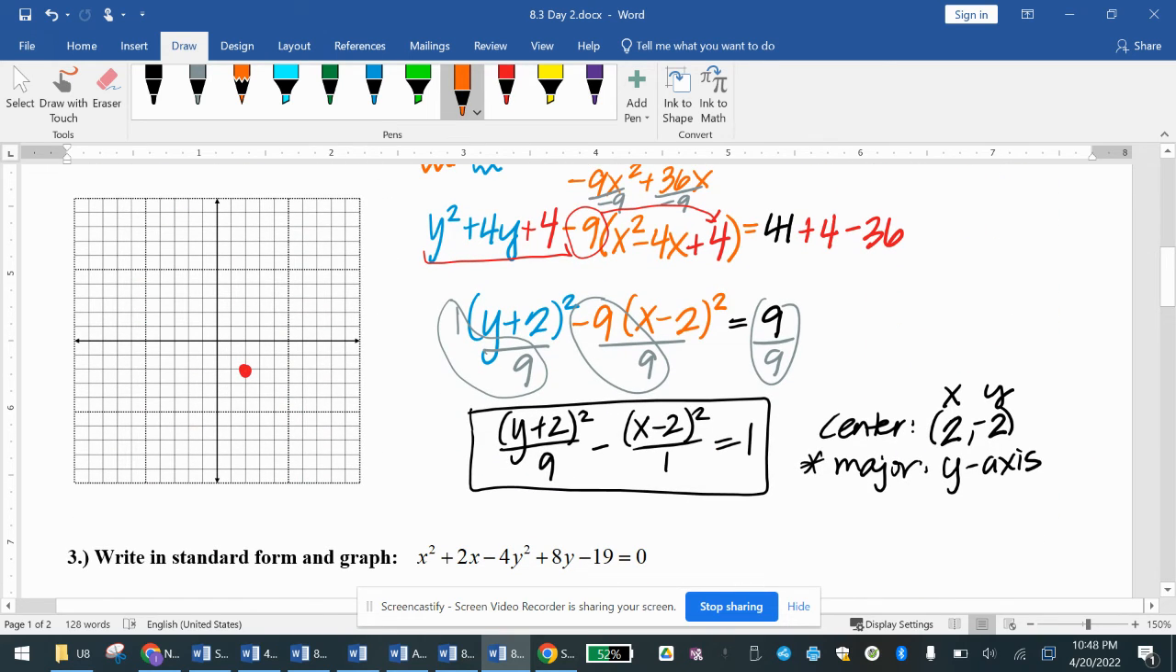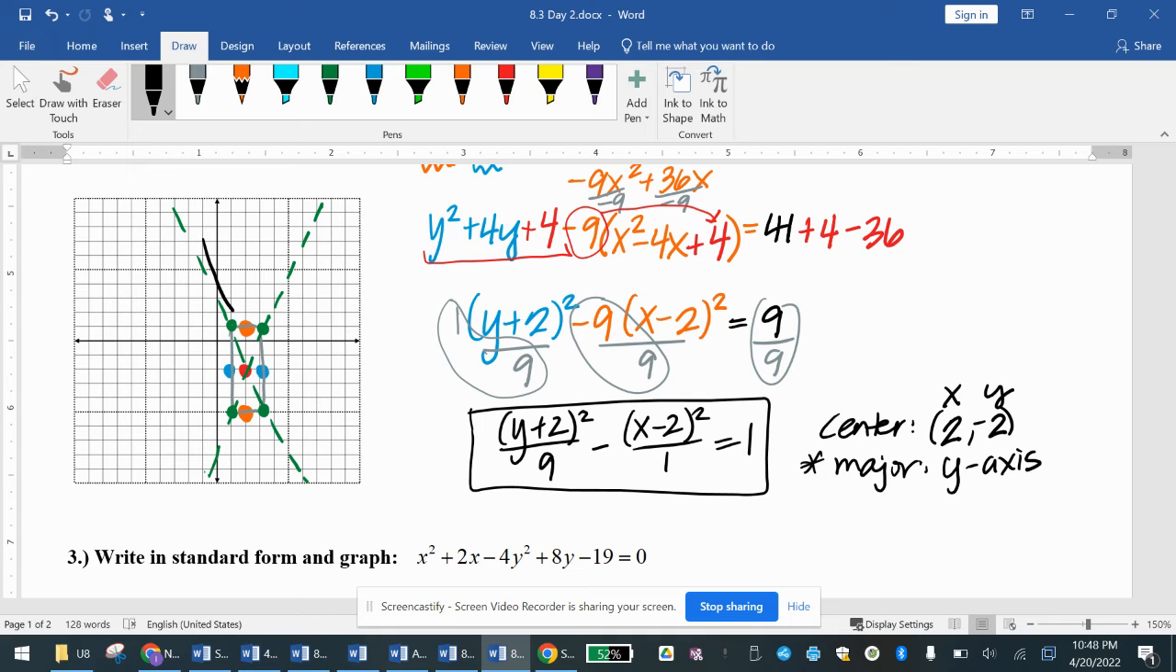Then I'm going to go up 3 and down 3 vertically for the major axis of y, and I'm going to go right 1, left 1. So I have a really skinny little rectangle, and then when I connect opposite corners, oops, that started getting crooked real quick. I strongly recommend you guys use your ID or driver's license if you can. Okay, and remember this is a vertical hyperbola, so one of the parabolas opens up and one opens down.